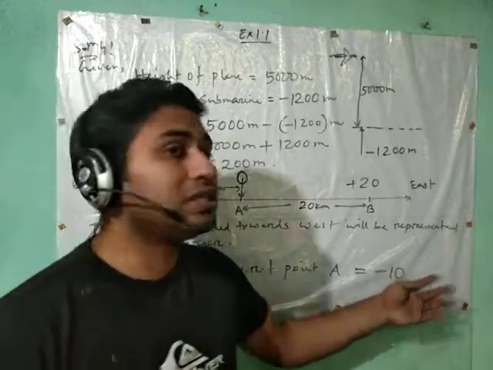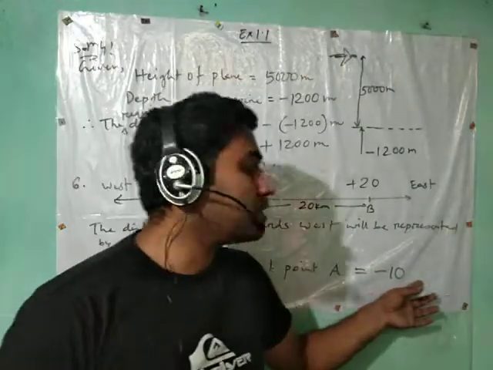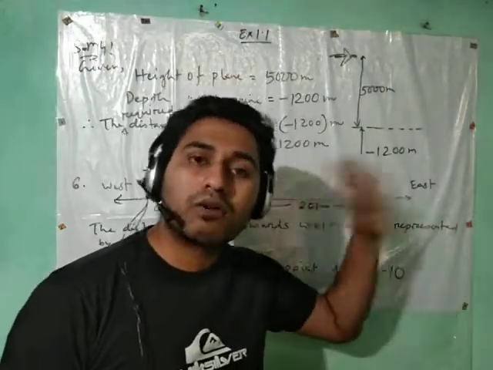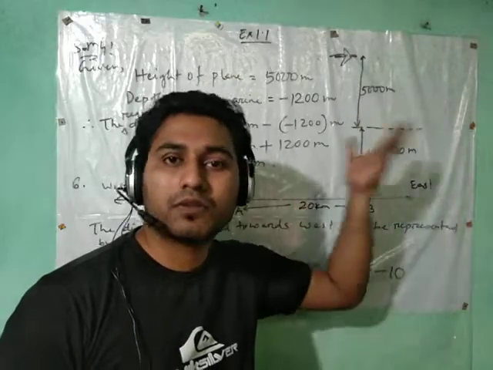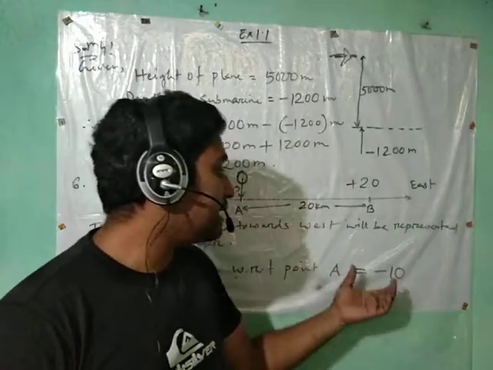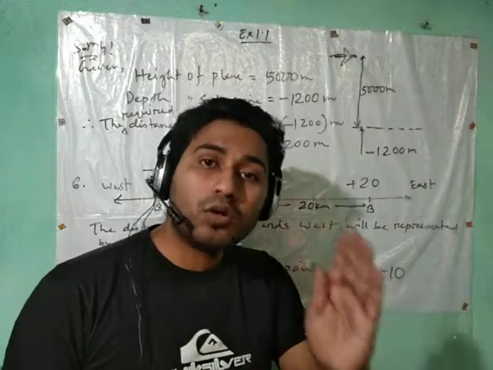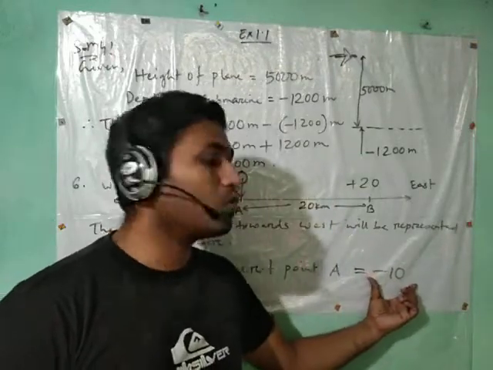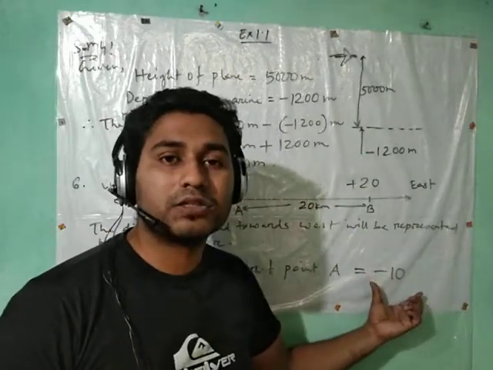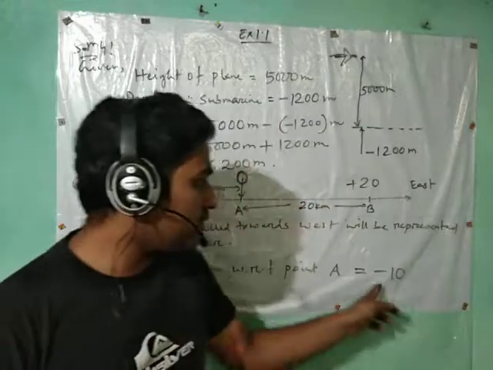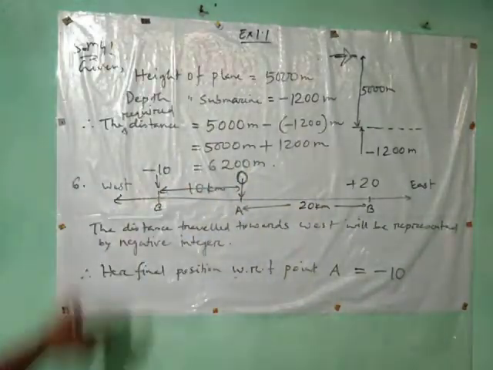No unit is written in an integer. If you write a unit there, it becomes a different quantity, it becomes a distance or some other fundamental quantity. But here you need only the integer, so I have put only -10 as the integer. I hope you got it right. So this will be the answer, and you just copy it.